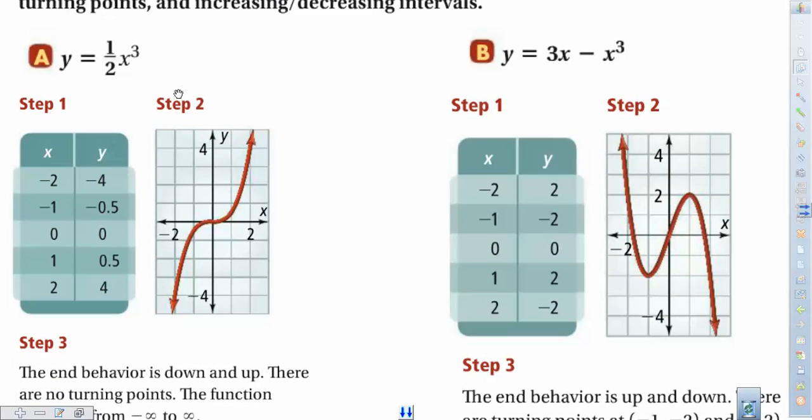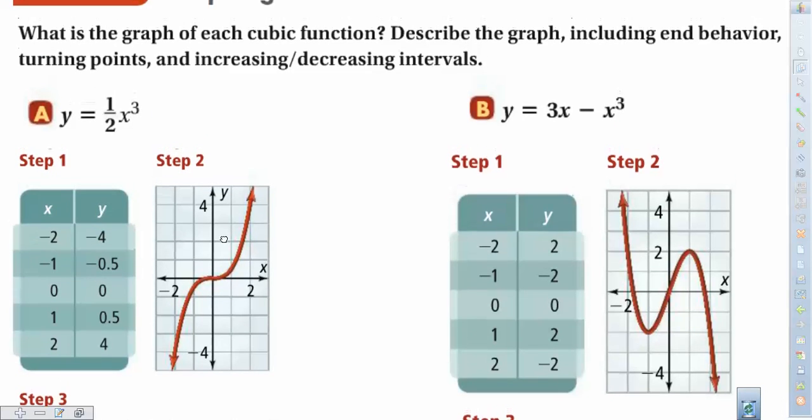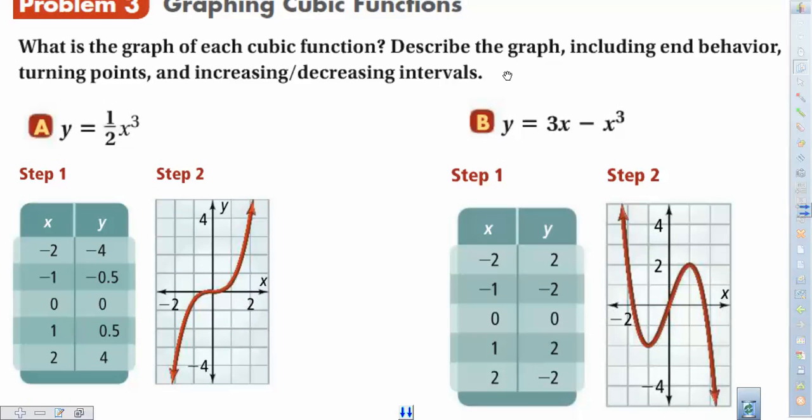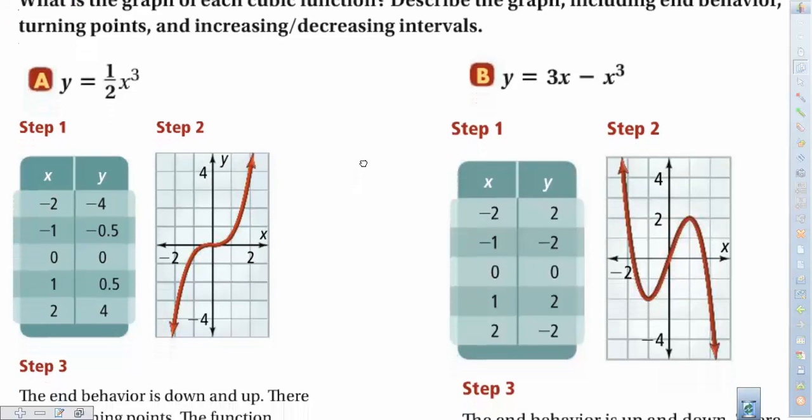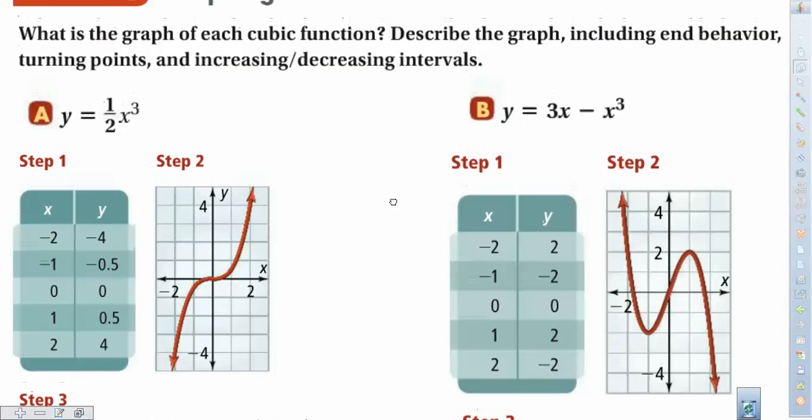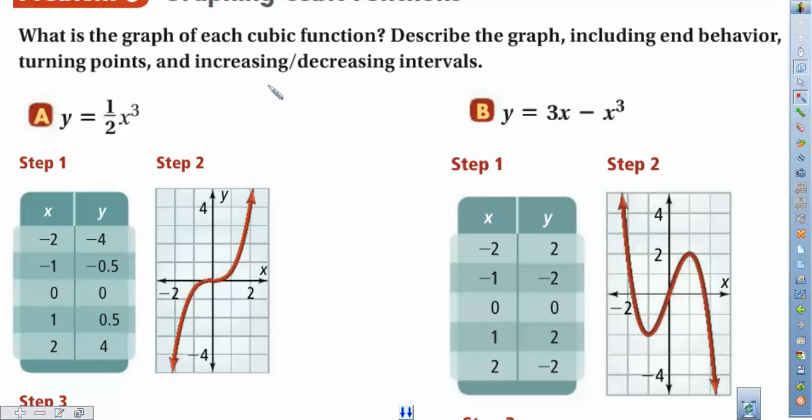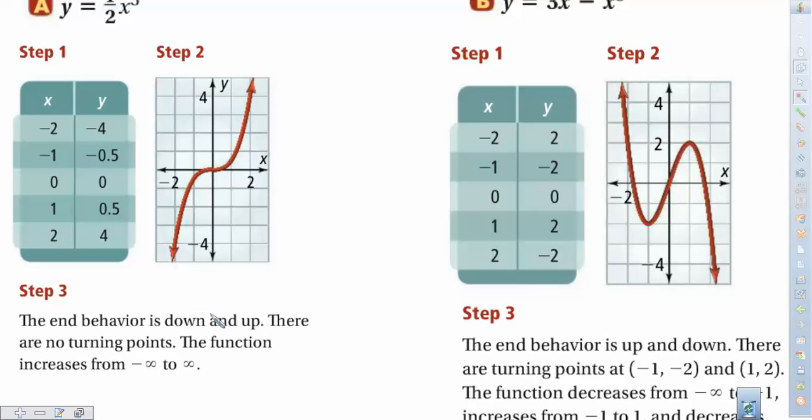Okay, so if we look at both of these two functions down here, look at A right there, 1/2 x cubed. I typed that into the graphing calculator or get a table of values. Take a look at that graph. I'm going to ask you a couple questions. I want you to describe the graph, including the end behavior, turning points, increasing, decreasing intervals. I'm going to limit that. Just worry about telling me the end behavior and then the turning points. Okay? So do you notice what's going on here?